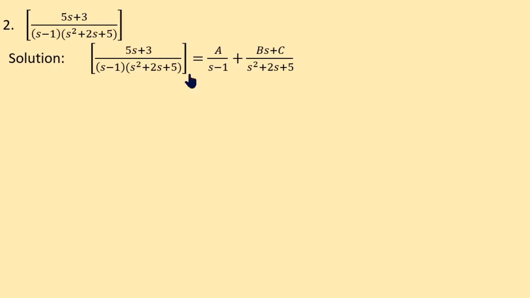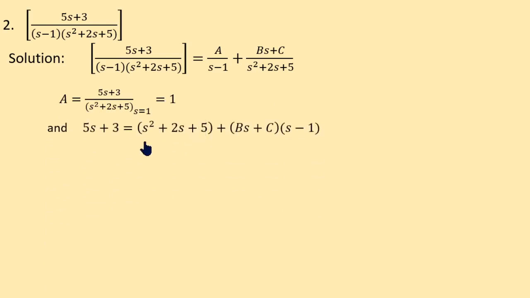But to find bs plus c, multiply throughout by (s minus 1) into (s square plus 2s plus 5). Here a into (s square plus 2s plus 5) plus (bs plus c) into (s minus 1). Now, the coefficient of s square is, here a is 1, coefficient of s square is 1 plus b. 1 plus b equal to, left hand side there is no s square, therefore it is 0. And hence b is minus a, means 1, minus 1.